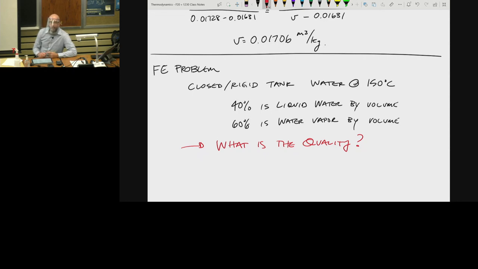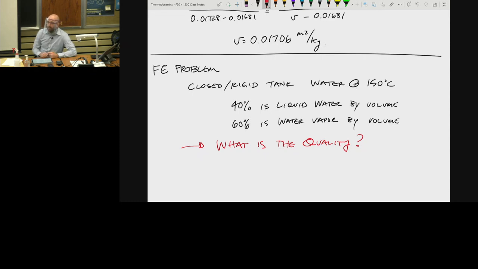Who has an answer right now? Anybody have a value they want to share? I put this on exams in the past, and the most common answer is, well, quality is the amount of vapor in a system, so the quality is 60% or 0.6. That will be the answer, 0.6. Box it, turn it in.